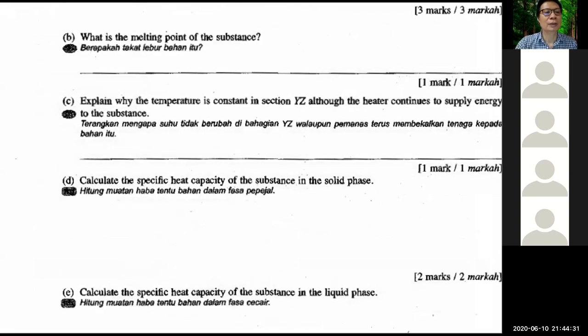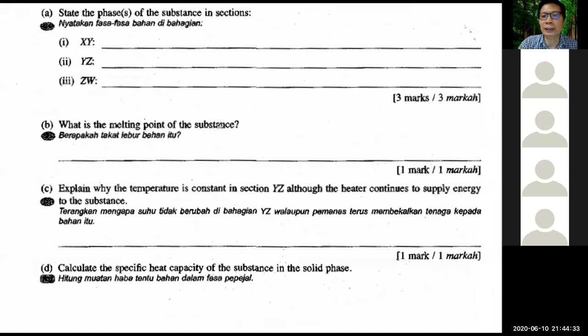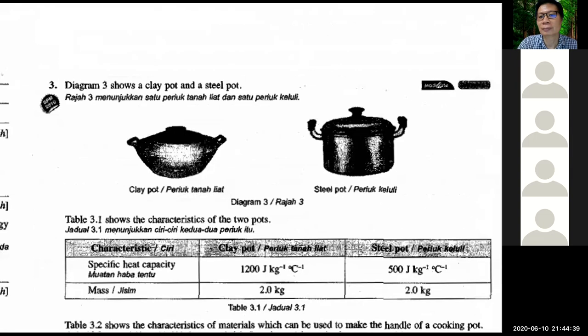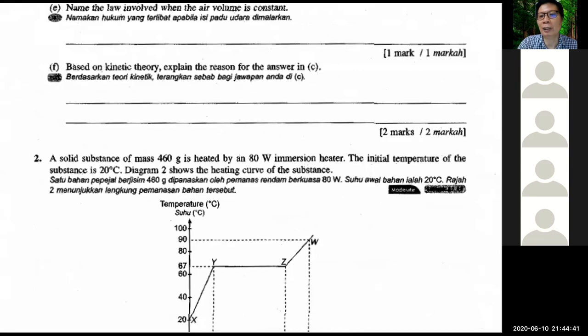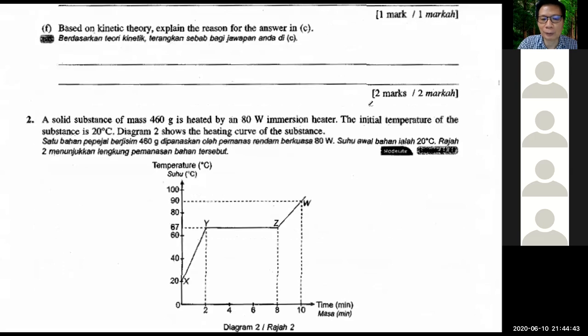Next. What is the melting point? You see the graph? Melting point. What is the melting point? Can you look at the graph? What is the melting point? Sima, what is the melting point here?